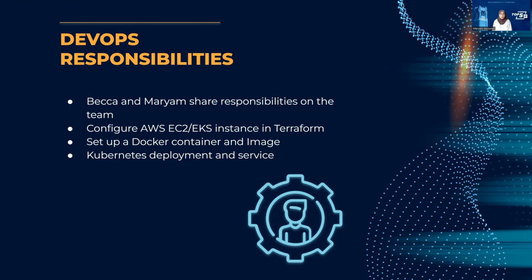The DevOps team will be working on configuring an AWS EC2 instance that will be deployed in Terraform. Then we will set up a Docker container and create an image that will be used in AWS to run our app. And then we will use Kubernetes for deployment and services, which will help later on in our project.